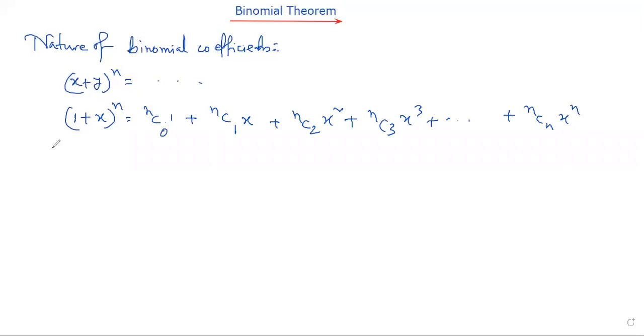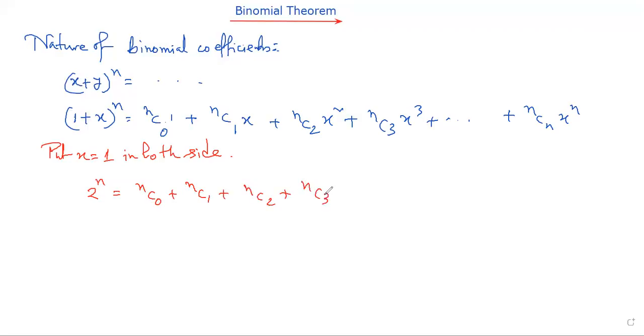Now one thing I will do: put x equal to 1 on both sides. If I do that, then 1 plus 1, which is 2 to the power n, will be equal to nC0 plus nC1 plus nC2 plus nC3 up to nCn. Here all the values of x become 1, so 2 to the power n is formed. What does it mean? The sum of all the coefficients is 2 to the power n.